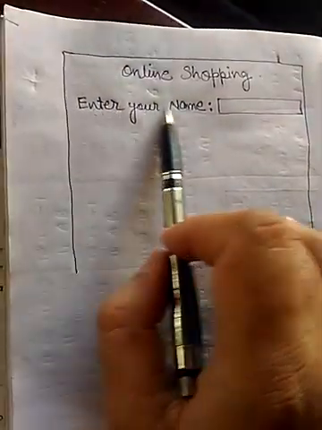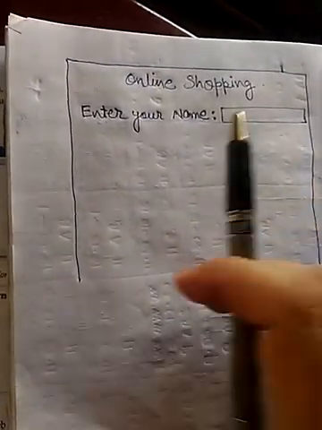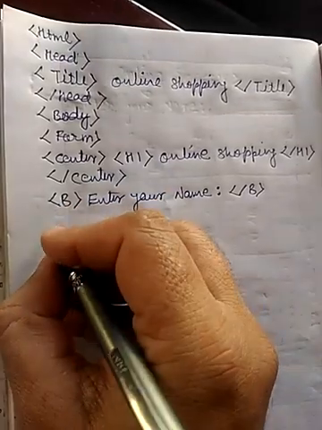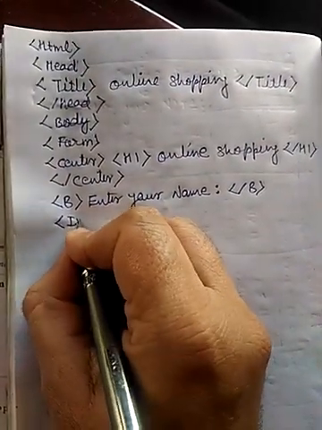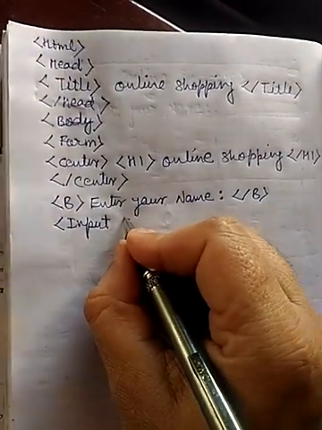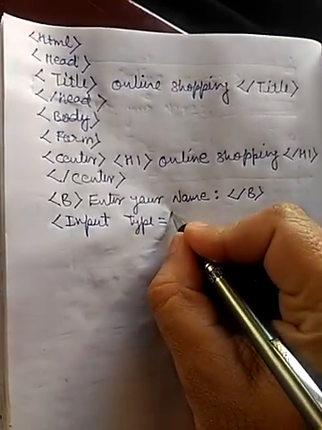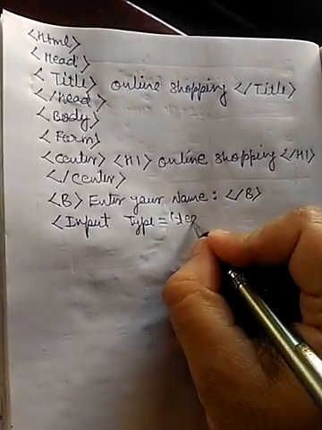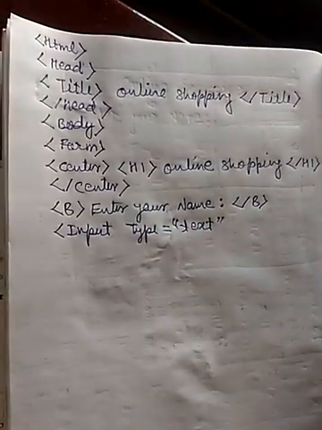Okay, so it is enter your name. After that you need to create the text box over here. To create the text box you have to write input, then the type of the input. Here the type of the input is what? Text. So you have written the input type as text.